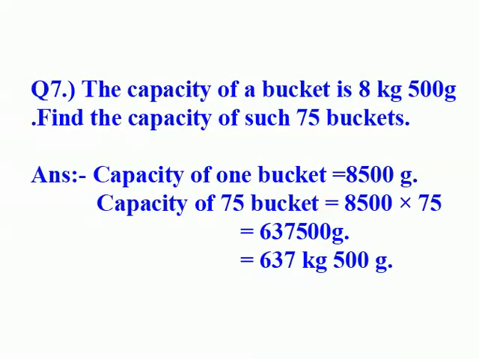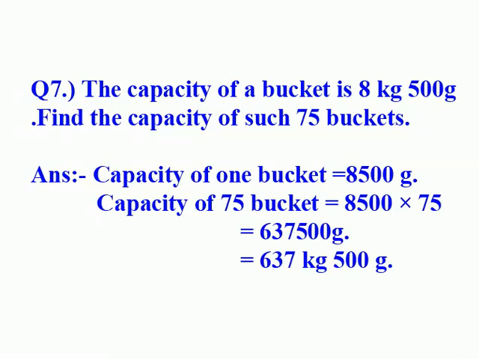Question number 7 is the capacity of a bucket is this much. So find the capacity of this much of bucket. So definitely if the capacity of one bucket is given and if it is asking for many, we'll multiply here also. So one bucket capacity is given 8 kilogram. 8 kilogram means 8000 gram and 500 gram. So 8500 gram is the capacity of one bucket.